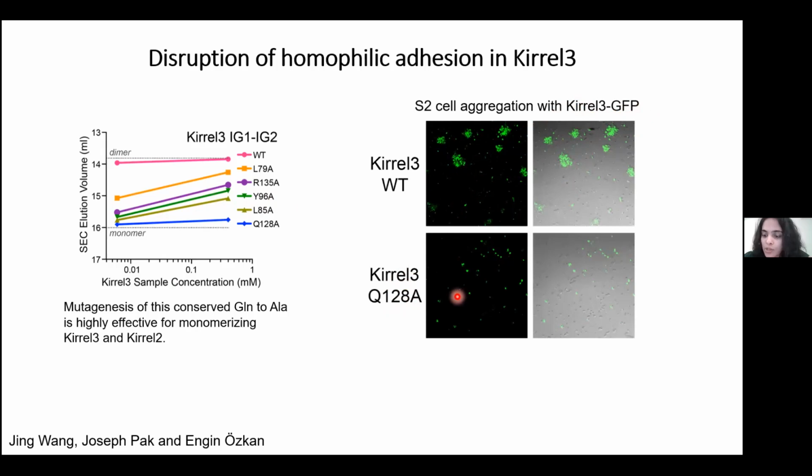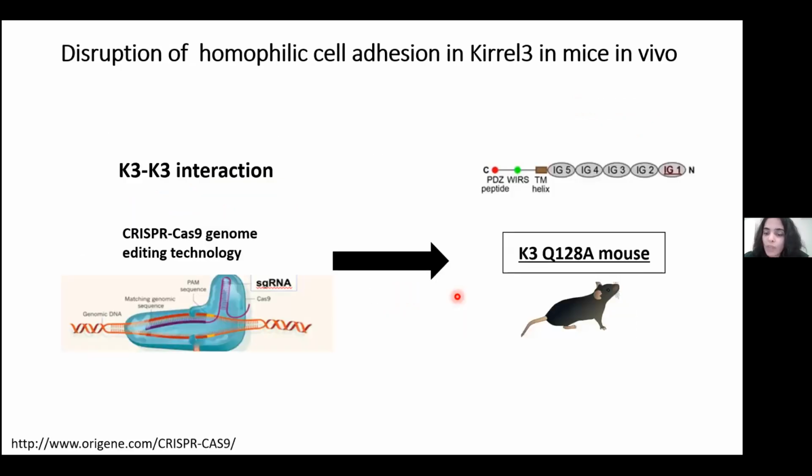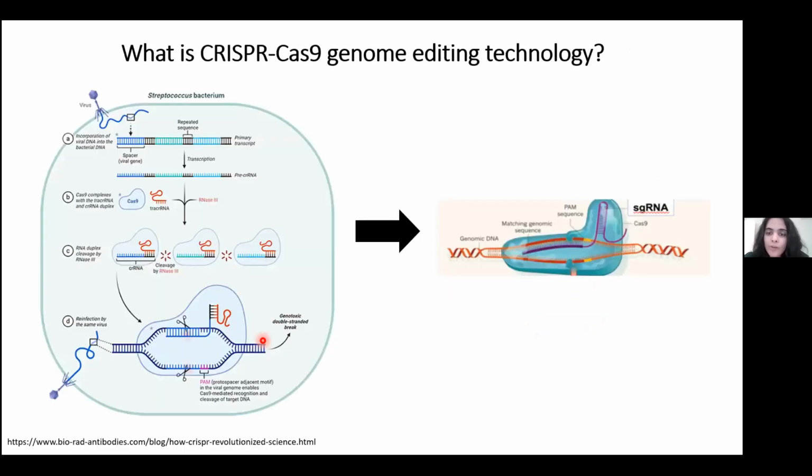So with this information in vitro, where I disrupted cell adhesion, I generated a knock-in mouse with this Q128A mutation in vivo. And for that, I used a technology called CRISPR-Cas genome editing technology. I'd like to give you a brief overview of what CRISPR-Cas is. As most of you would know, it was first discovered in bacteria as an immune system mechanism.